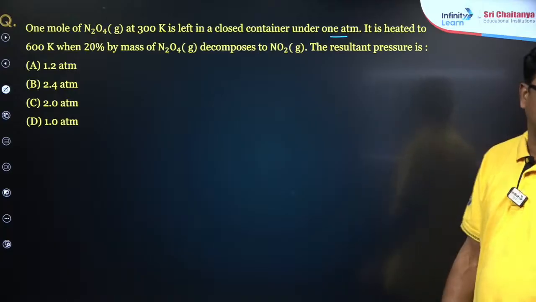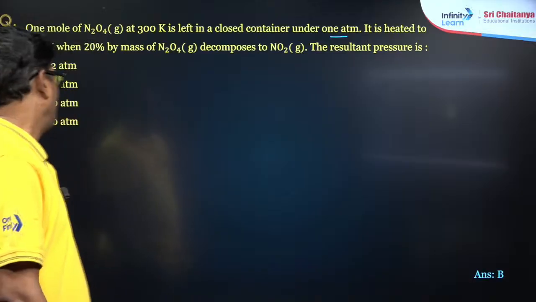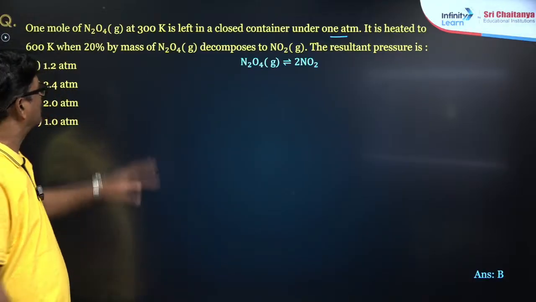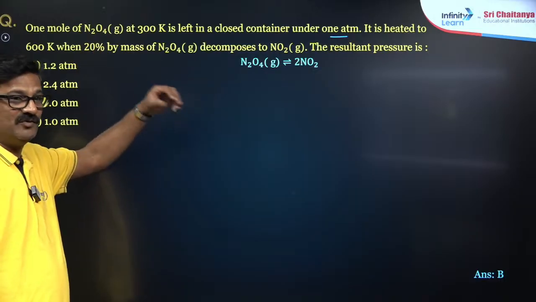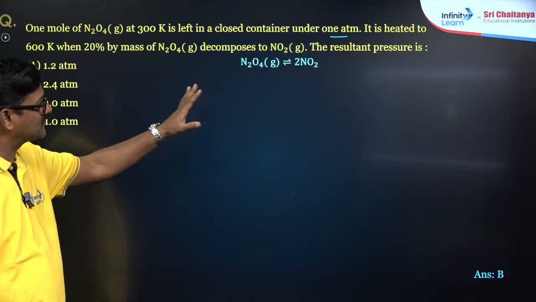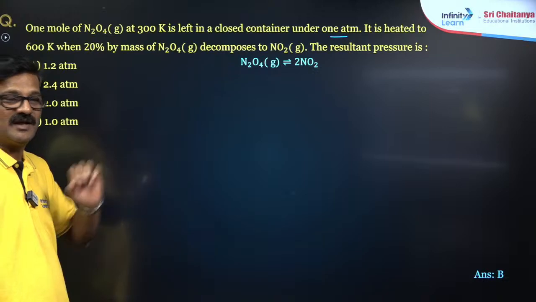Now I am going to solve along with you. You follow me, Hemant? Now it is going to be 2.4 atm, and N2O4 gives us NO2, it is decomposed. N2O4 is a dimer and it is decomposed to NO2. N2O4 is colorless, NO2 is a reddish brown color gas.